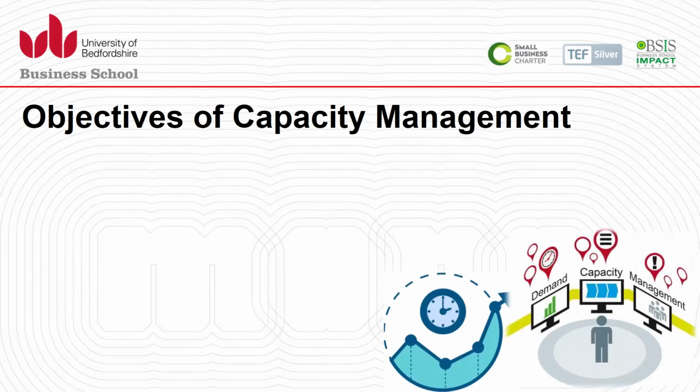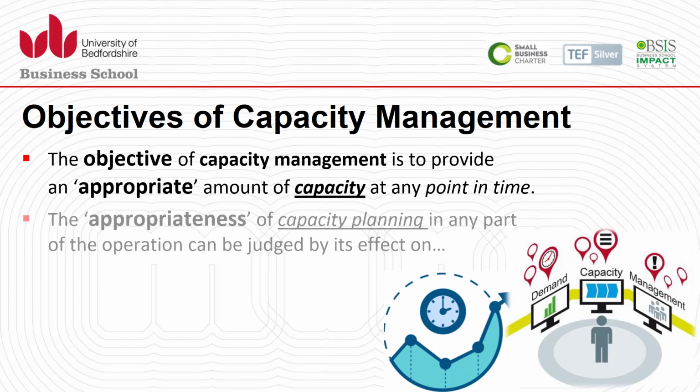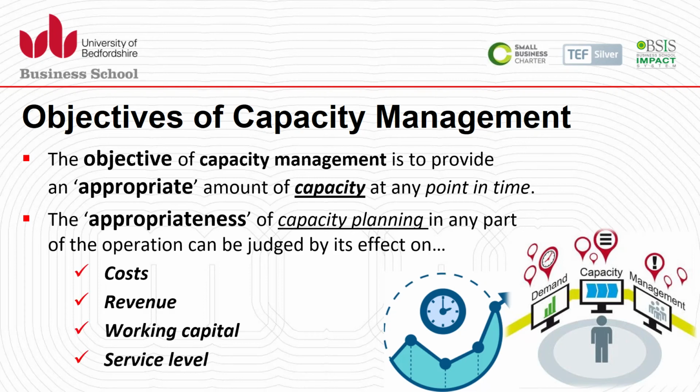So what is the objective of capacity management, the purpose of capacity management? It is basically the process to ensure that the capacity of any manufacturing or servitization within the infrastructure or the available resources is able to achieve, in a cost-effective and timely manner, the set objectives of the organization. So the objective of capacity management is basically to provide an appropriate amount of capacity at any point in time. The appropriateness of capacity planning in any part of the operation can be judged by its effect on cost, revenue, working capital, as well as service level.